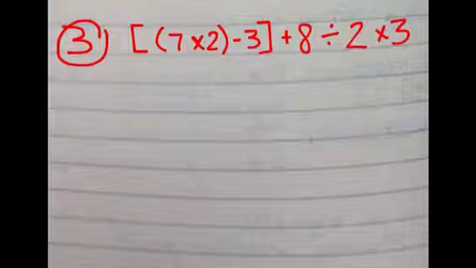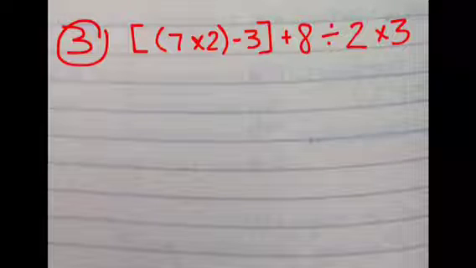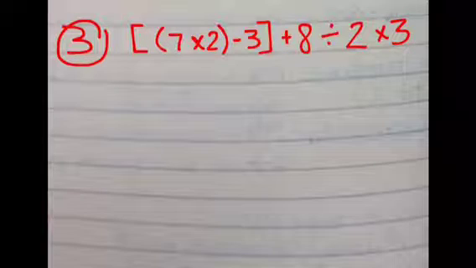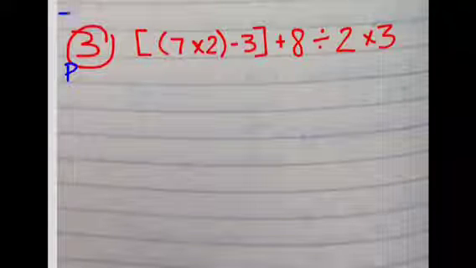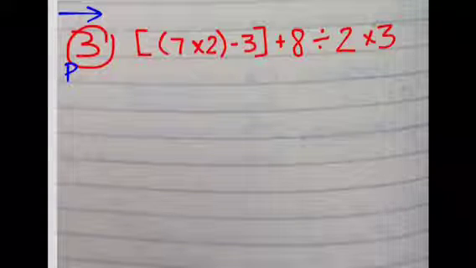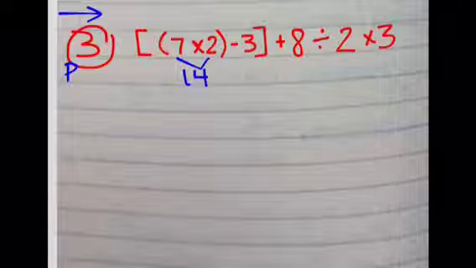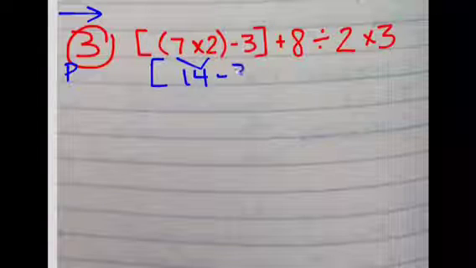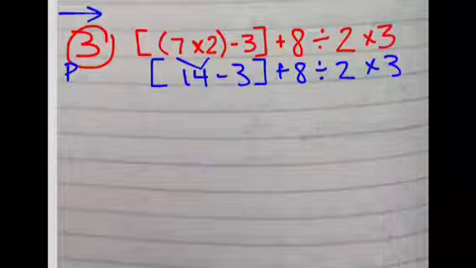Now for our third example, this one we've got the brackets. Remember, a while ago in our notes over on the other side, we wrote that you do parentheses, then brackets. So we start with our P, like we've been doing. We go from left to right, and we hit our first parentheses right here. So we do 7 times 2 to give us 14. We keep the brackets and bring them down. Subtract 3, bracket, add 8 divided by 2 times 3.